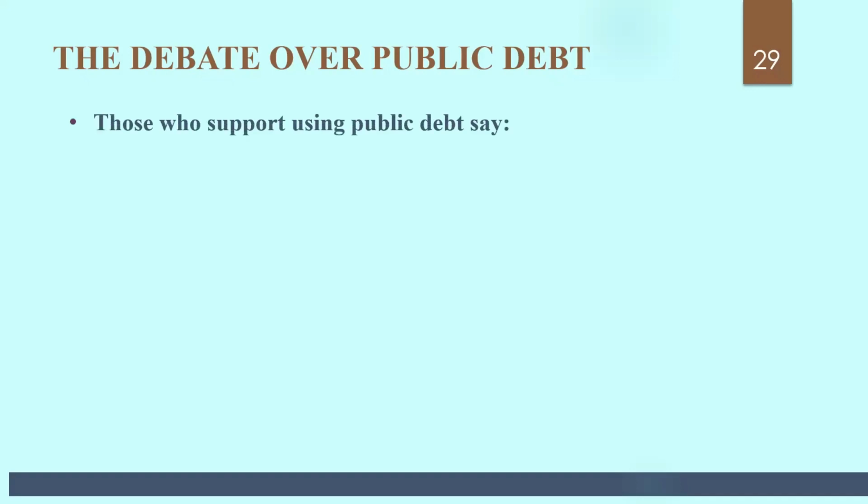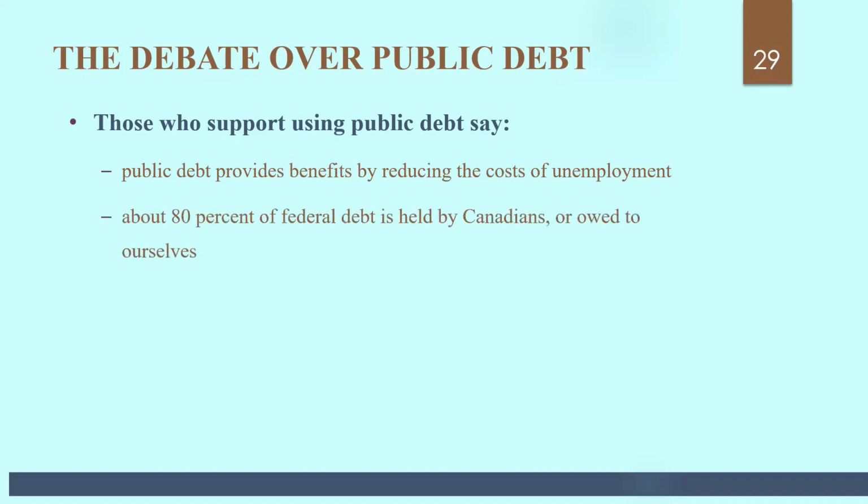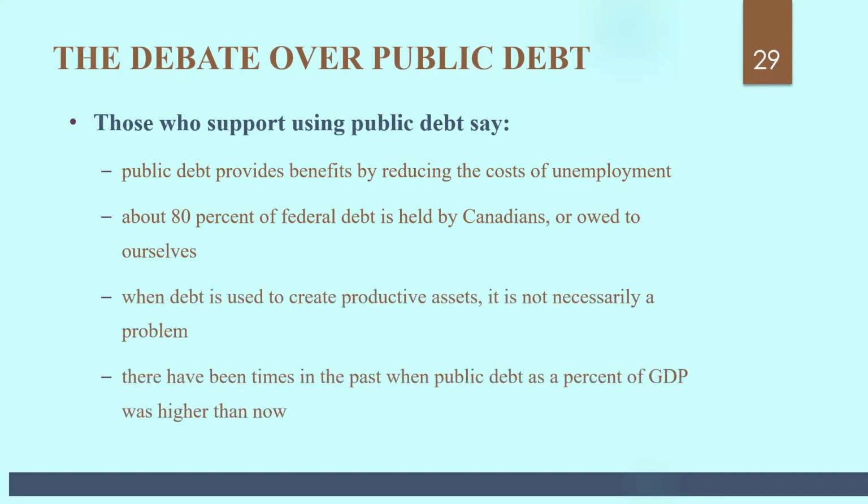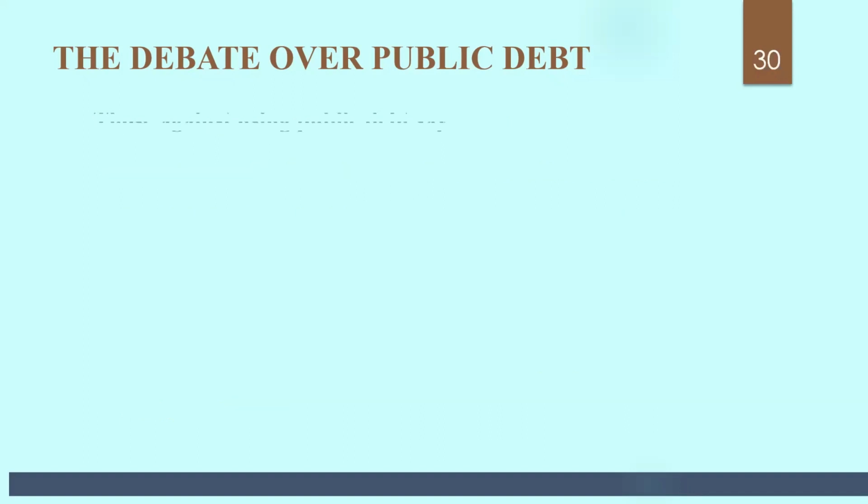So, the debate over public debt. Those who support using public debt say public debt provides benefits by reducing the cost of unemployment. About 80% of federal debt is held by Canadians, or owed to ourselves. When debt is used to create productive assets, it is not necessarily a problem. There have been times in the past where public debt as a percent of GDP was higher than now.